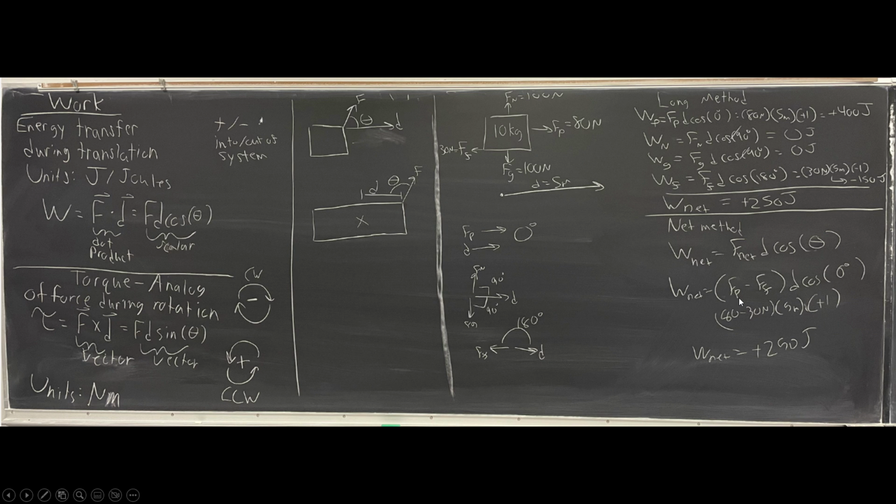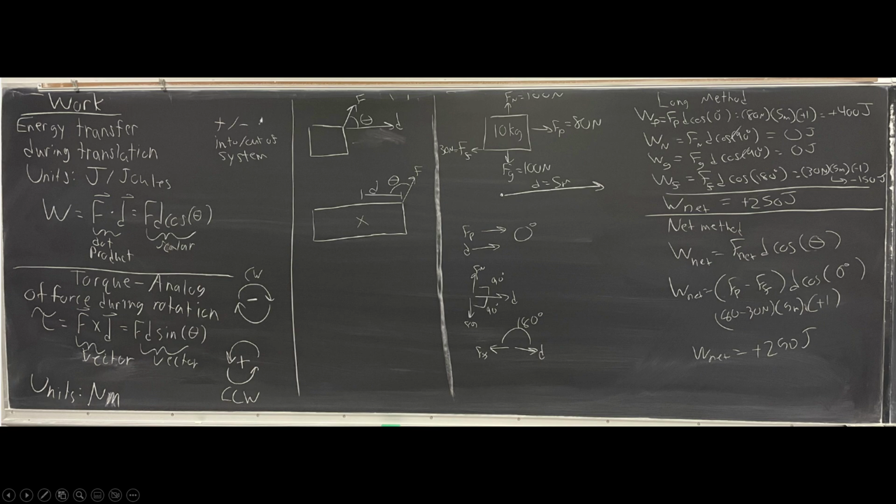So F sub P minus F sub f, in parentheses, times d times cosine of 0 degrees. That gets us 80 minus 30 newtons, and all that times 5 meters times positive 1, or positive 250 joules.